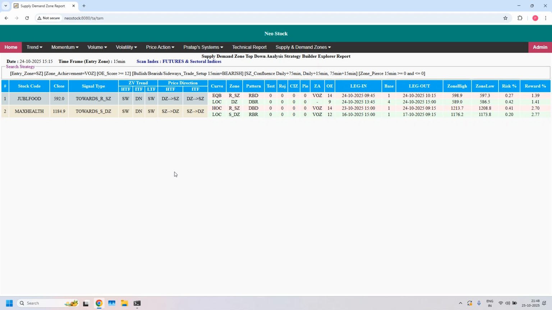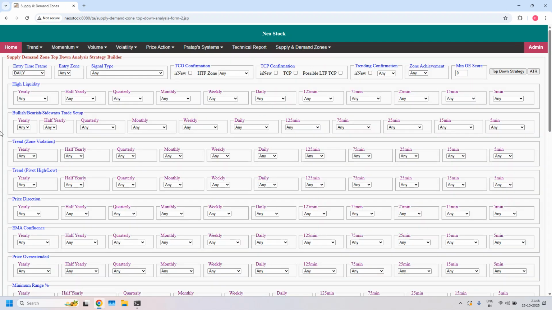So this is the bearish trade setup for the daily income trade. We have completed all the 3 income trade reports. Next, I will generate stocks near demand and supply zones for all the time frames except daily and 75 minutes, because they are already generated in the beginning.